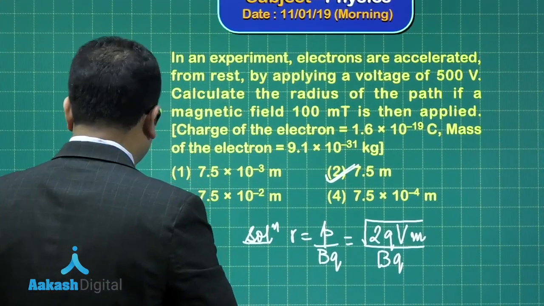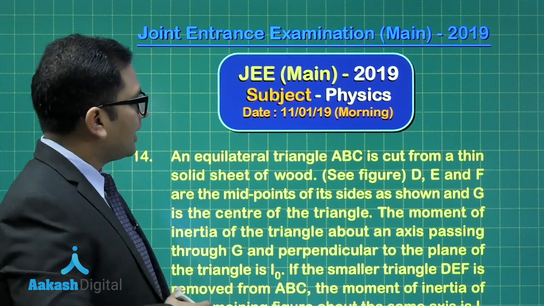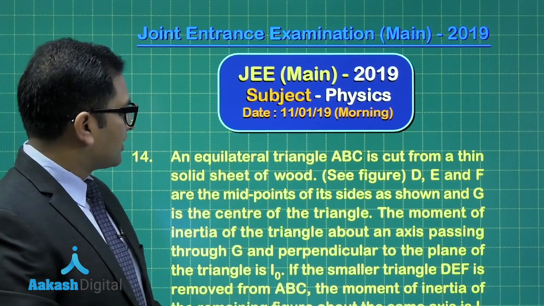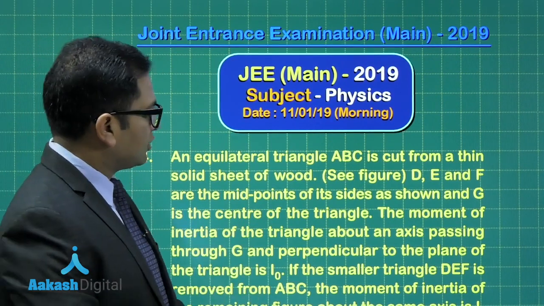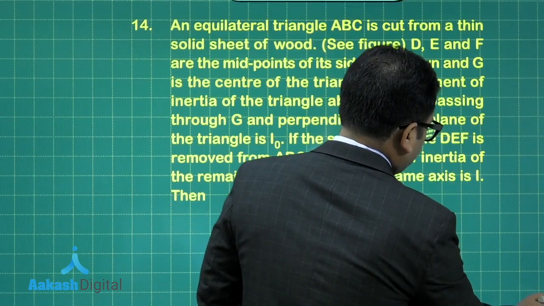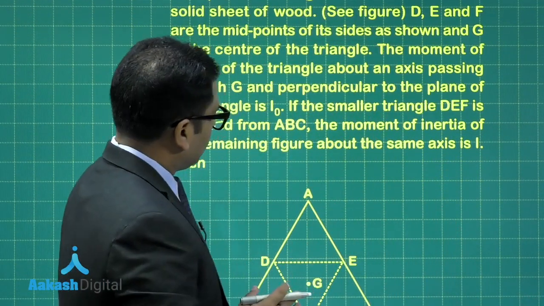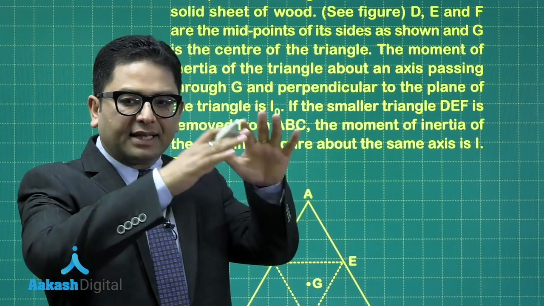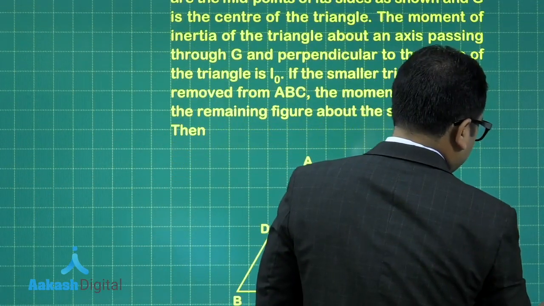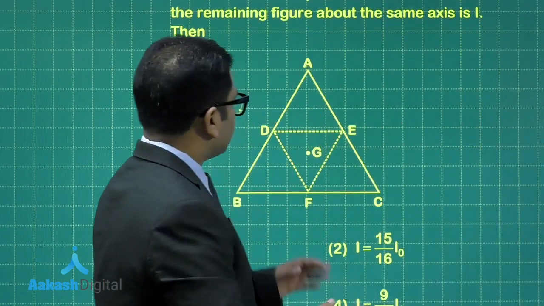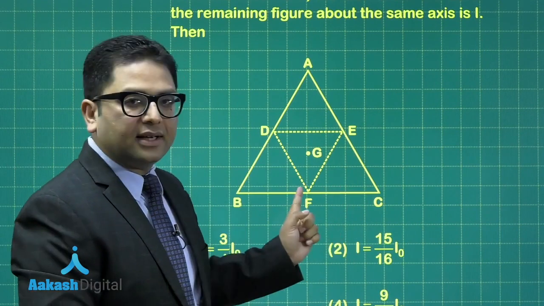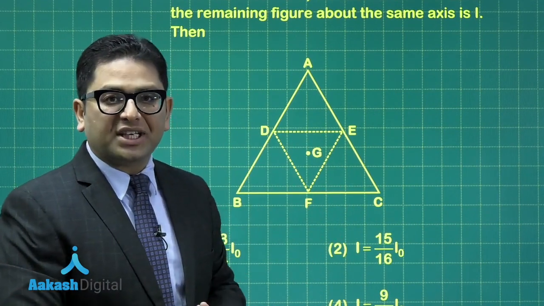Question number 14 is something like this. An equilateral triangle ABC is cut from a thin solid sheet of wood. Let me try to show you the figure, and it goes something like this. There's a solid sheet of wood and an equilateral triangle has been made here. This is the given equilateral triangle ABC, made from a solid sheet of wood.